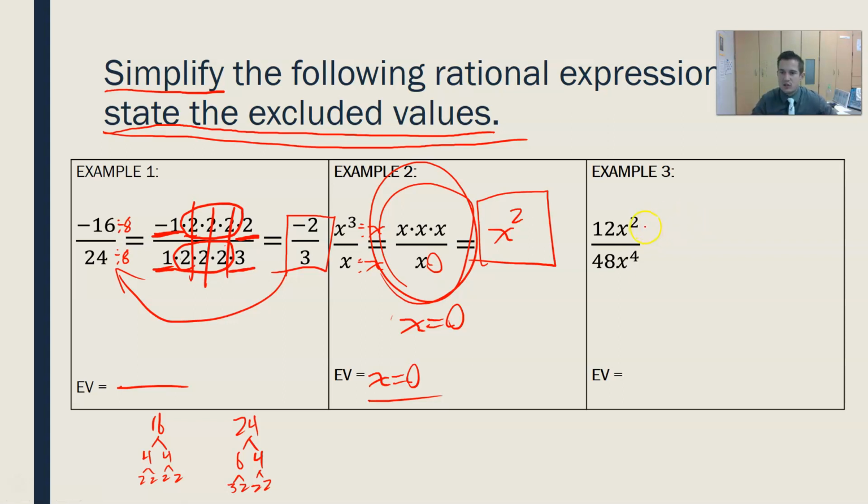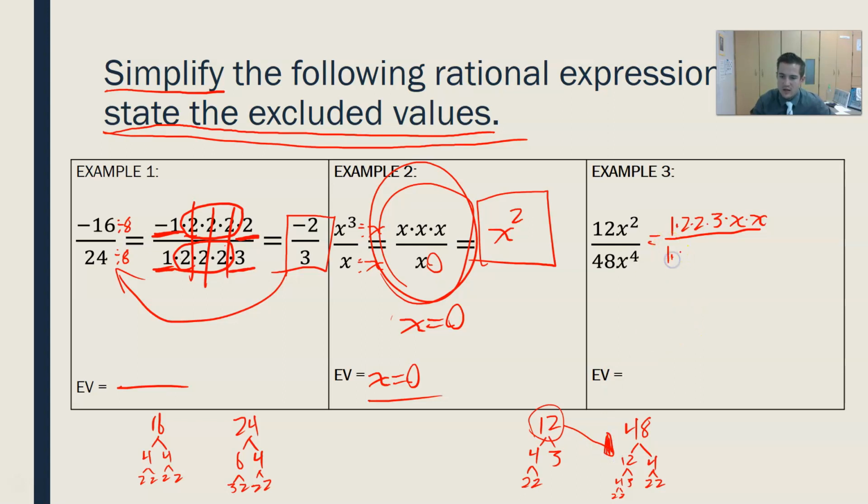Okay, let's look at another example. 12x squared divided by x to the 4th. So if I find the greatest common factors of the factors of 12, I can break it down something like this. So I have 1 times 2 times 2 times 3, and then times x. I have x squared in the top. If I break down 48, I get 12 times 4. 4 is 2 times 2. And 12 is 4 times 3 and 2 times 2. Notice there, you can start to see what our greatest common factor is going to be.